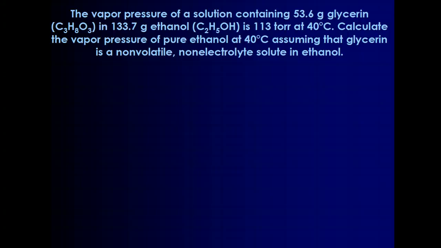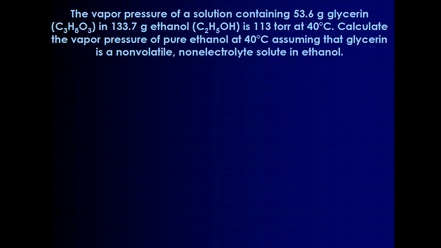The vapor pressure of a solution that's got 53.6 grams of glycerin and 133.7 grams of ethanol is 113 torr. So that's the solution, not just the solvent. And we're at 40 degrees Celsius. We're going to figure out what was the pressure of the pure solvent, the ethanol, assuming that glycerin has no impact on the pressure, that it's non-volatile, and that it's non-electrolytic. And that is the truth.